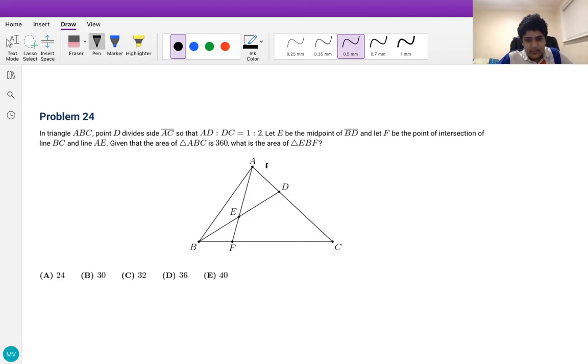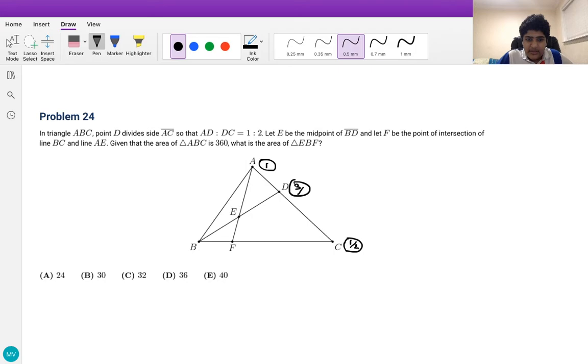So if we have A is 1, now, since AD to DC is 1 to 2, that means AD is going to be half of DC. So the mass of A is going to be twice that of C. So C is going to have mass 1/2. Now we look at the mass of D, and the mass of D is going to be equal to the sum of the masses of A and C, which is just 3/2.